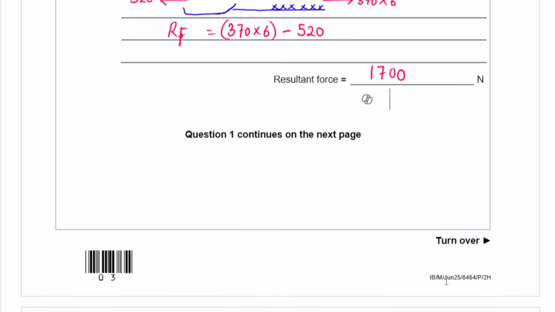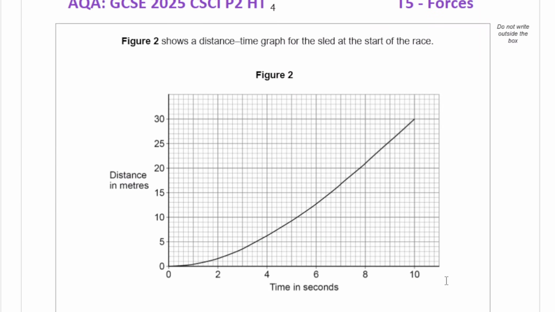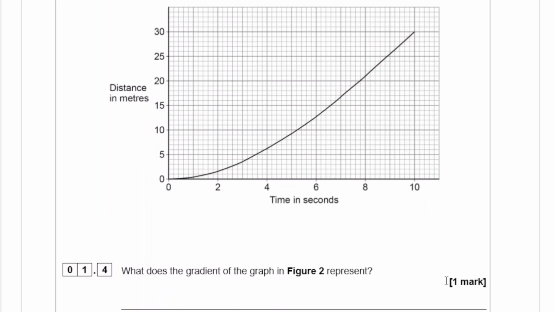Go back to purple. Right. Next question. Figure 2 shows a distance time graph for the sled at the start of the race. It's a line graph where the line is actually going up, or it's showing positive gradient. What does the gradient of the graph in figure 2 represent?